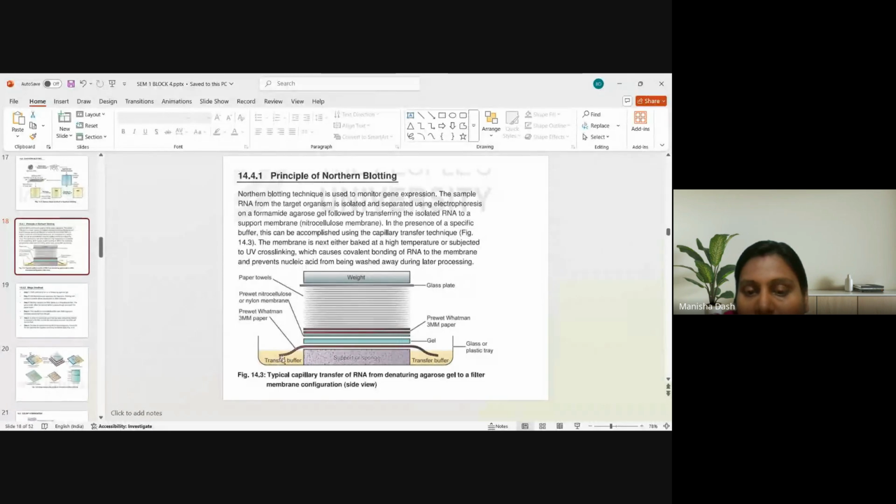So see, this is the transfer buffer, this is the support sponge, and you have put the gel here. And this is the membrane, the nitrocellulose membrane. So capillary action means, see, all of you have seen the tissue paper, right?